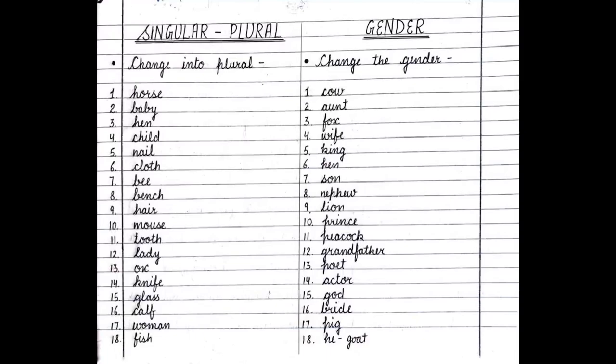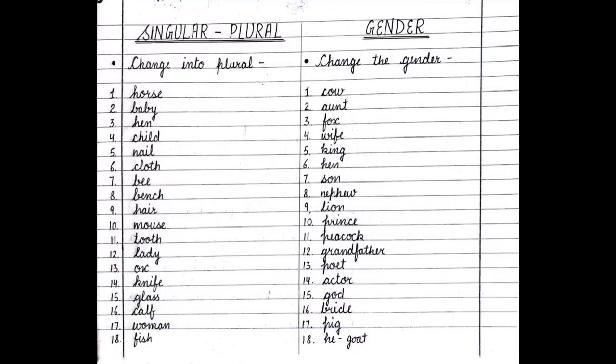Next worksheet is of gender. You are given one of the genders. Feminine gender is used for females and masculine gender is used for males. Okay. So if it is a feminine gender, convert it into masculine, and if it is a masculine one, convert it into feminine. Alright.